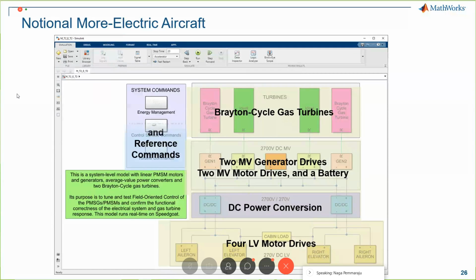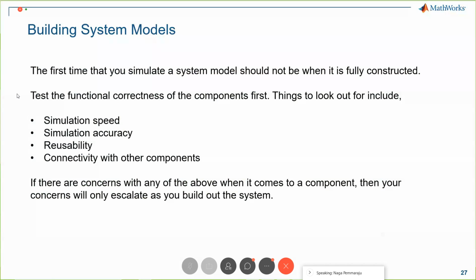So if we need to start building this, where do we actually start, right? Building such a complex system is a very tedious task, and a lot of times we'll end up on the wrong side. So what is the right way of doing this? Let's look into that. Before getting there, some of the things to look out for are simulation speed, accuracy, the reusability of the components, and of course the connectivity between various components.